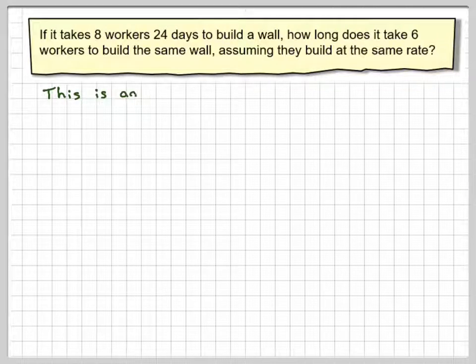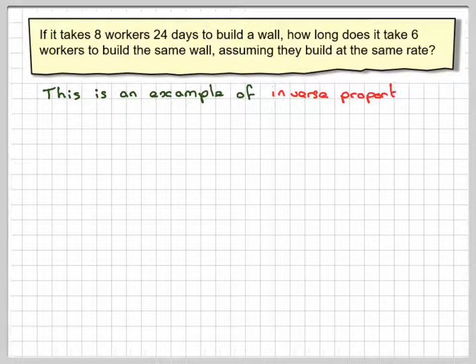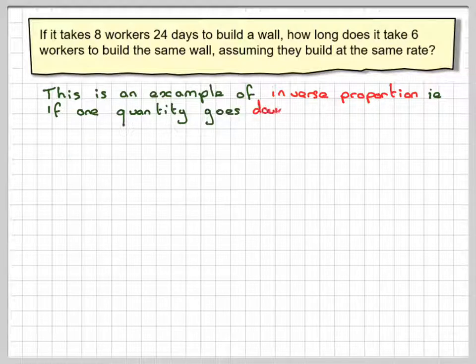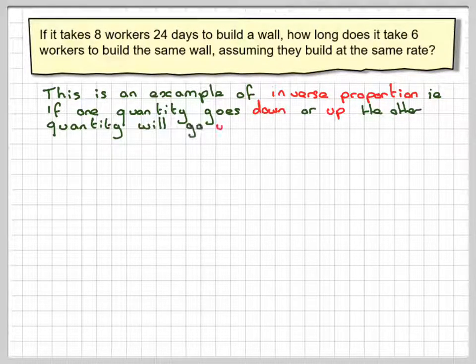So this is an example of what's known as inverse proportion, where one quantity goes down and the other goes up, or in the other case, one goes up and the other goes down. So one quantity goes down or up and the other quantity will go up or down. So one goes down, the other goes up, or the other one goes up and the other goes down.